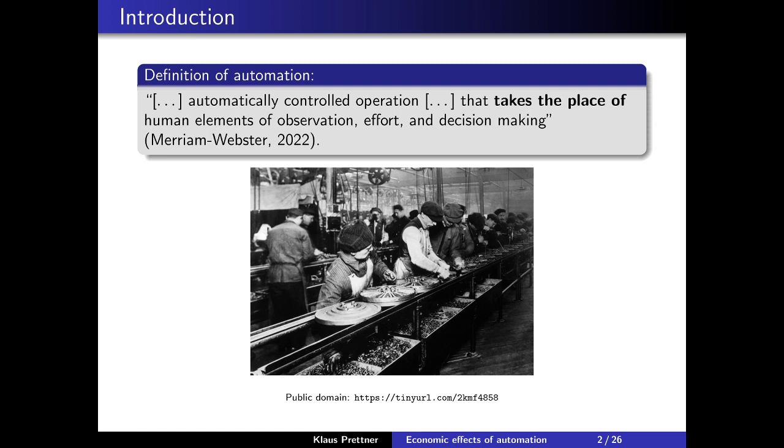So it's really important that automation takes the place of human work in production. It's not like the standard labor-augmenting technological progress where it increases the productivity of the workers, such as we had it in the past.